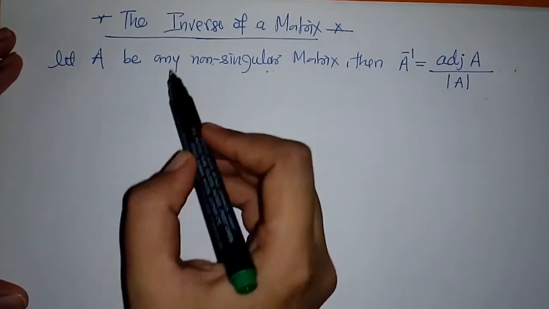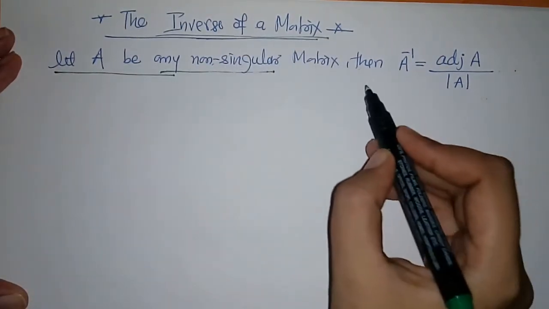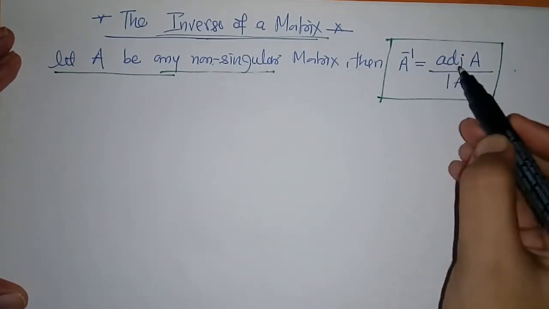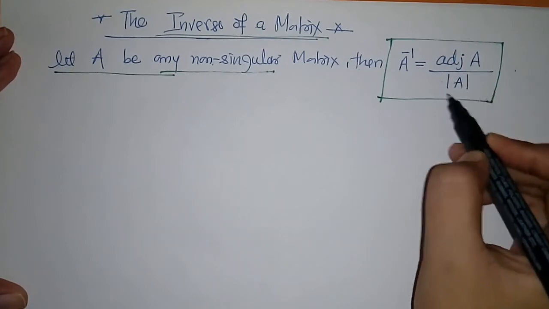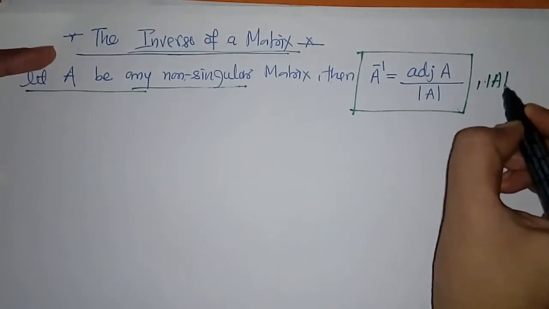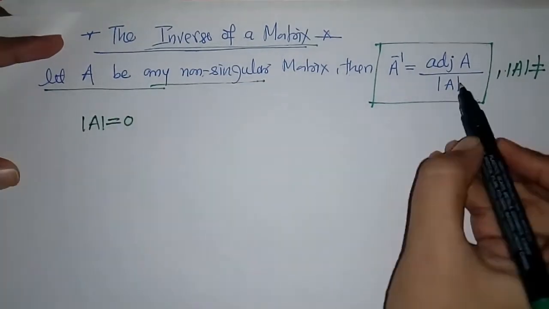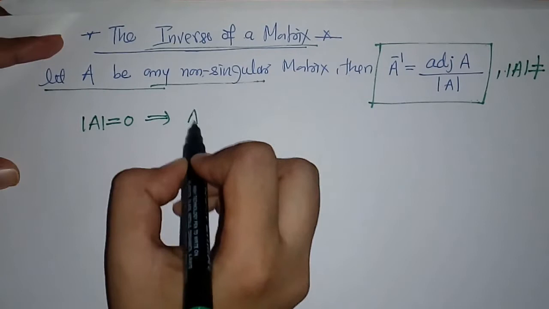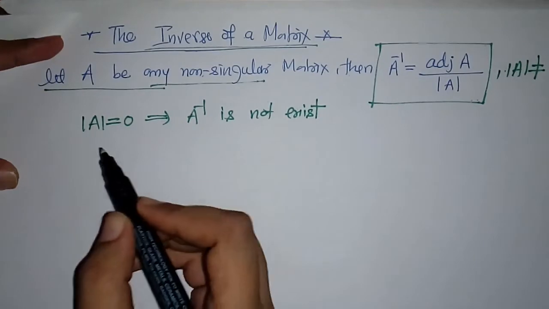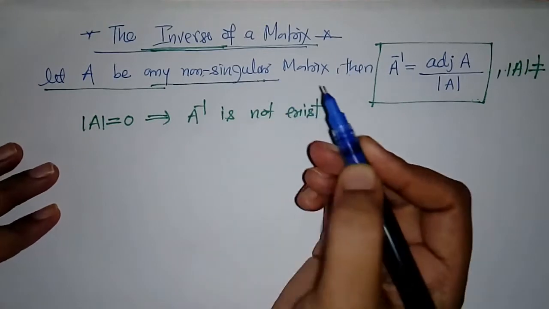Hello everyone, today we are going to see the inverse of a matrix. Now let A be any non-singular matrix, then its inverse is given by this formula. A inverse is equal to adjoint of A upon determinant of A. Here check that the determinant of A is not equal to 0. That means when the determinant of A is equal to 0, A inverse does not exist, right? That means for the inverse of a matrix to exist, that matrix should be a non-singular matrix.